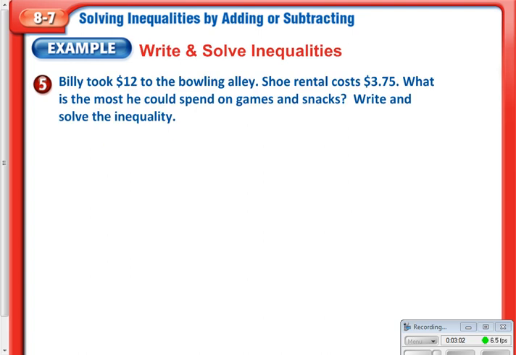Home stretch here, question number 5, the last one, a paragraph problem. It says write and solve inequalities. Billy took $12 to the bowling alley. Shoe rental cost $3.75. What is the most he could spend on games and snacks? Write and solve the inequality. So we need to write it and solve it. Here's some key information. We know that he took 12 bucks, so he has $12.